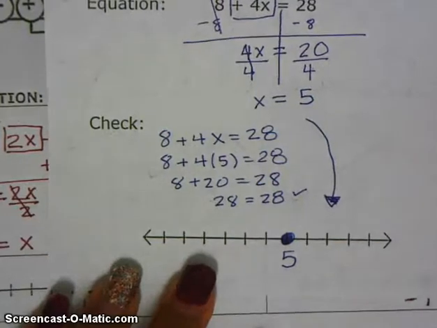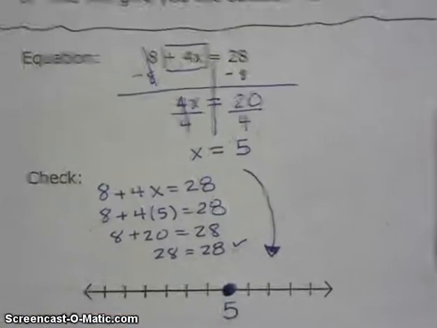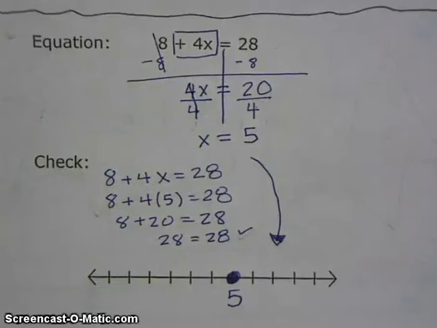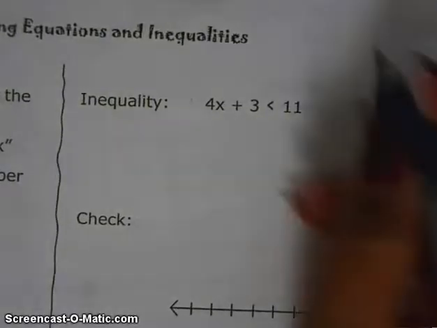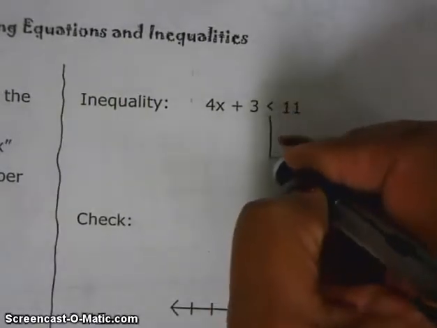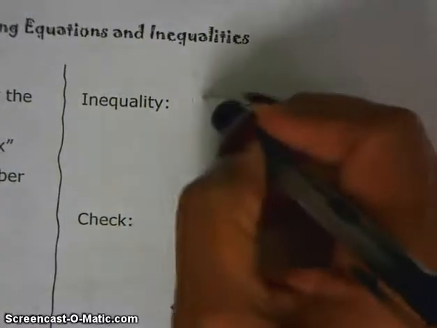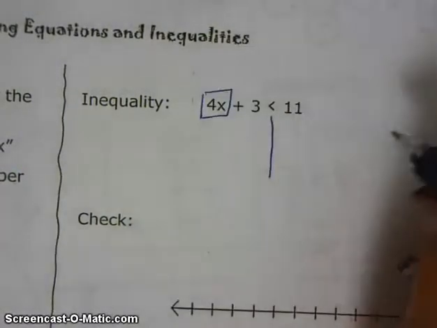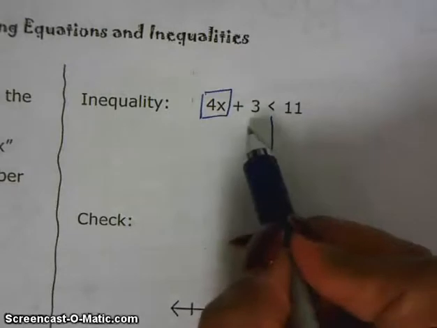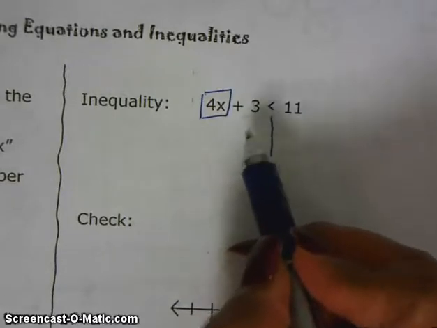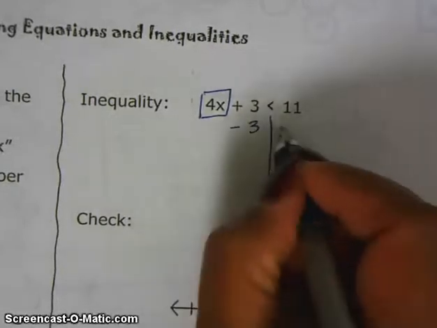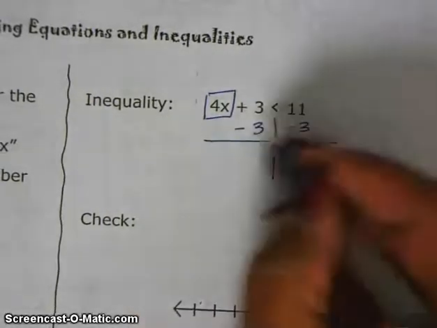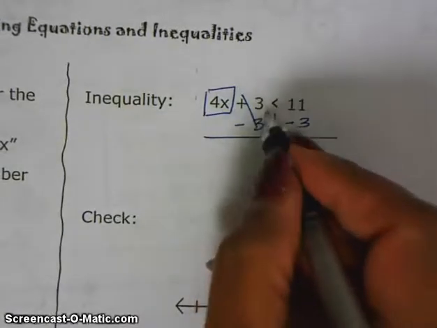Okay, so now let's look at the next example. And remember, you can pause the video at any time if you need to write or to listen to something again. Okay, so up at the top, my inequality reads 4x plus 3 is less than 11. So my first step is to draw my line down from the inequality symbol. I'm going to box my x. It is a positive 4x. And now I'm going to add or subtract the tag-along number. My tag-along number is a 3, and it is a positive 3, so I have to subtract 3 from both sides. When I subtract 3 from both sides, it cancels on the left.